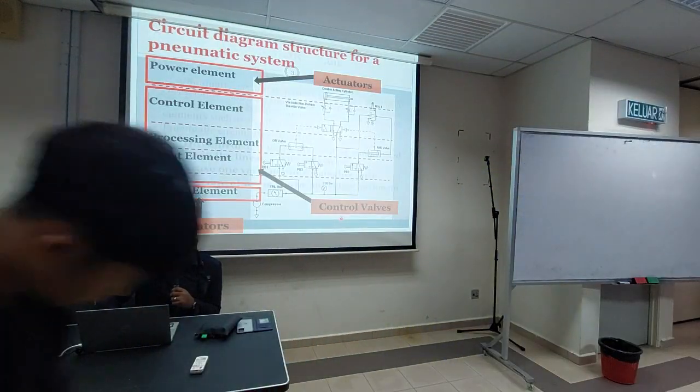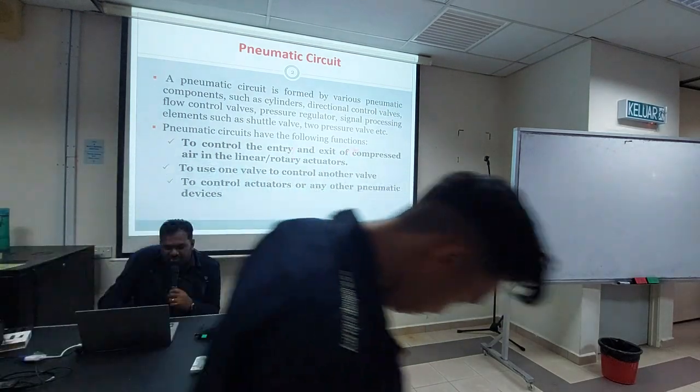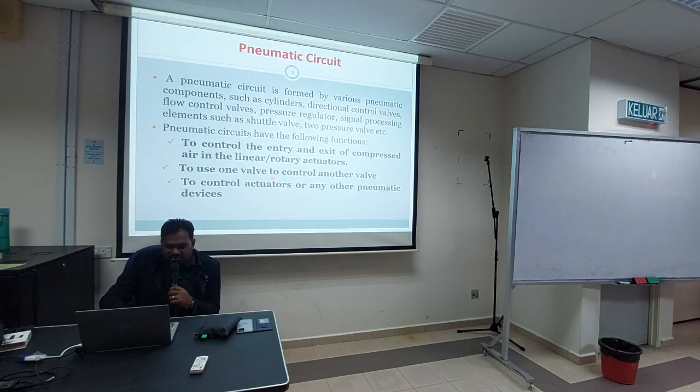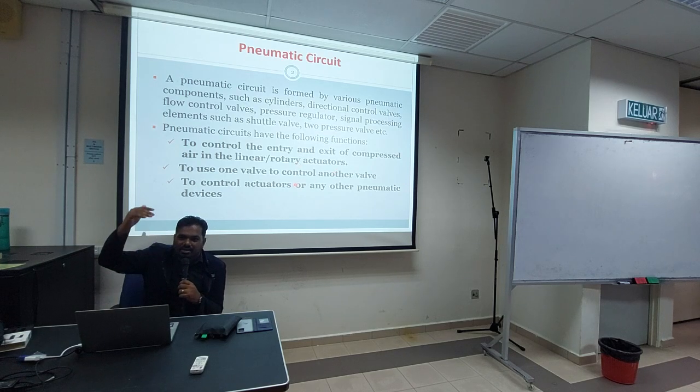Okay, the pneumatic circuit has the following function. The function of a pneumatic circuit is to control the entry and exit of compressed air in the linear or rotary actuators. So you start from compressed air until the actuators. It can be a motor or a cylinder. Normally in your case we will give cylinders, which are linear.